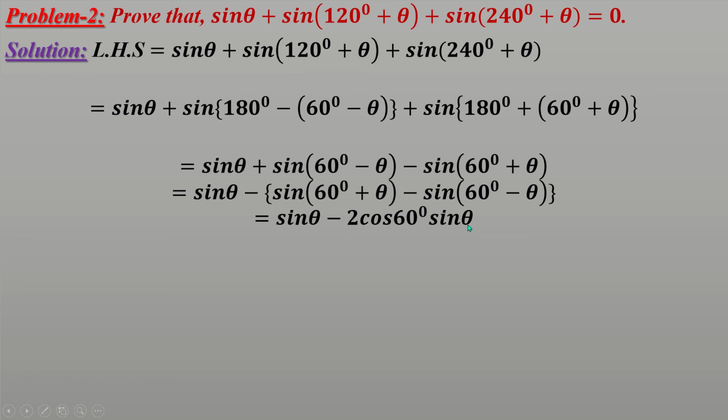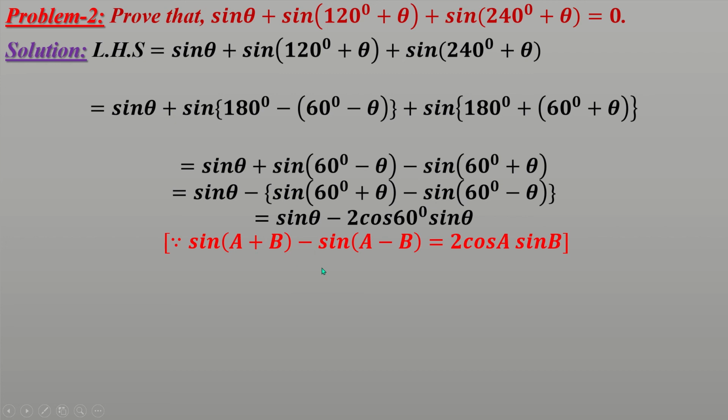Clear? Sorry, here will be cos a sine b. A means 60 degree, b means theta. As here is minus, so here will be cos a sine b. If here is plus, then we can write sine a cos b. As minus, so cos a sine b. That means this formula is used here: sine a plus b minus sine a minus b. This equal to 2 cos a sine b, not sine a cos b, as here is minus.